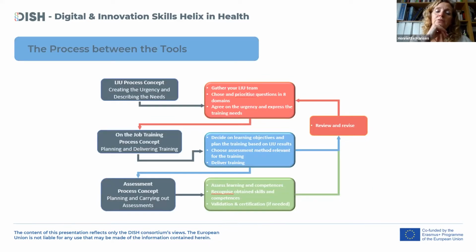So the way that the three tools are working together is visualized here. You can see that it's a question of setting up a team in the beginning to look into the urgency and describing the needs. Then you use the on the job training concept and tool in order to decide on the learning objectives, choose the assessment tools, and deliver the training.